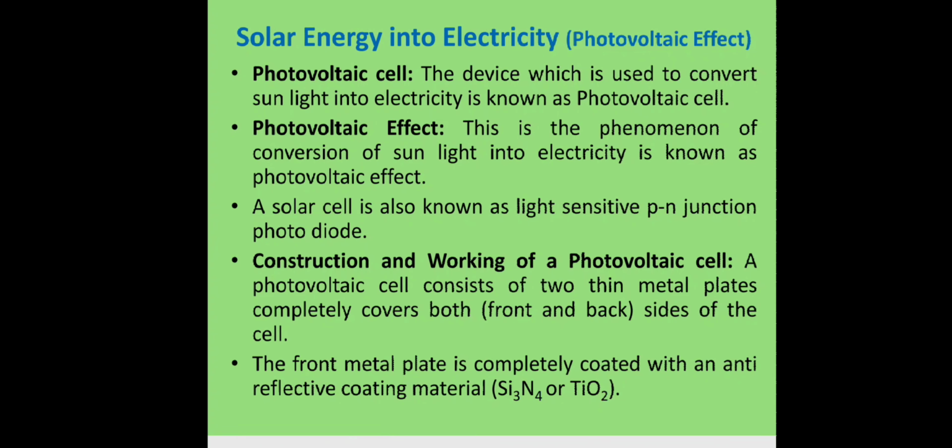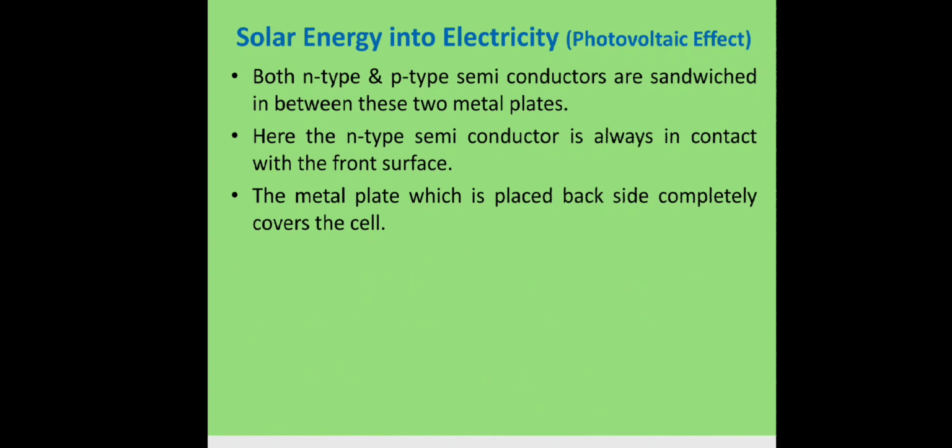Here we see the construction and working of a photovoltaic cell. A photovoltaic cell consists of two thin metal plates completely covering both the front and back side of the cell. The front metal plate is coated with an anti-reflective coating material, Si3N4 or titanium oxide. Both N-type and P-type semiconductors are sandwiched between these two metals. Here, the N-type semiconductor is always in contact with the front surface. The metal placed at the back completely covers the cell.